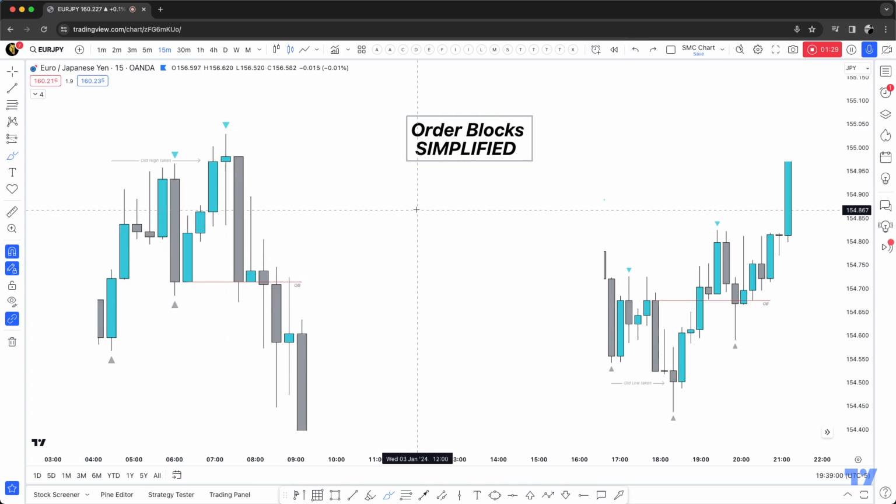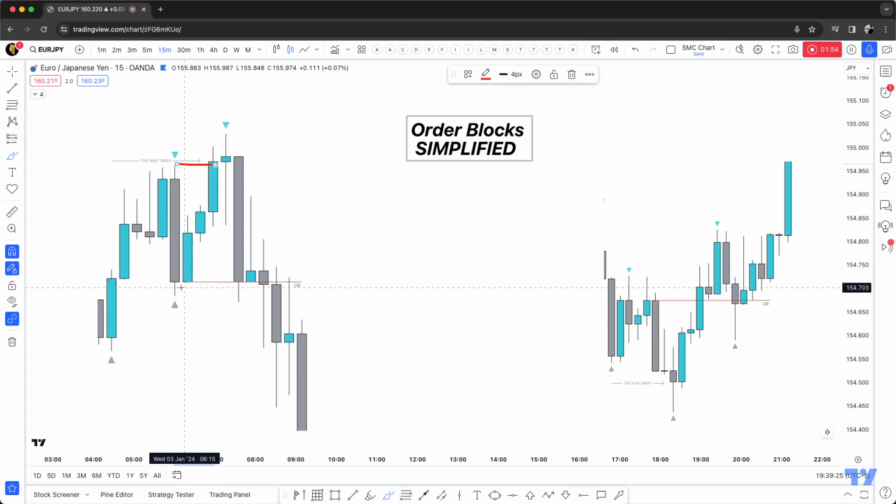So where is the order block actually formed? The order block is formed right here. You see from this low, basically the opening price of the first bullish candle, right? So how many candles do we have? We have one, two, three, four bullish candles all the way to the top until it sweeps this previous high right here, right? So all those four consecutive candles form an order block.